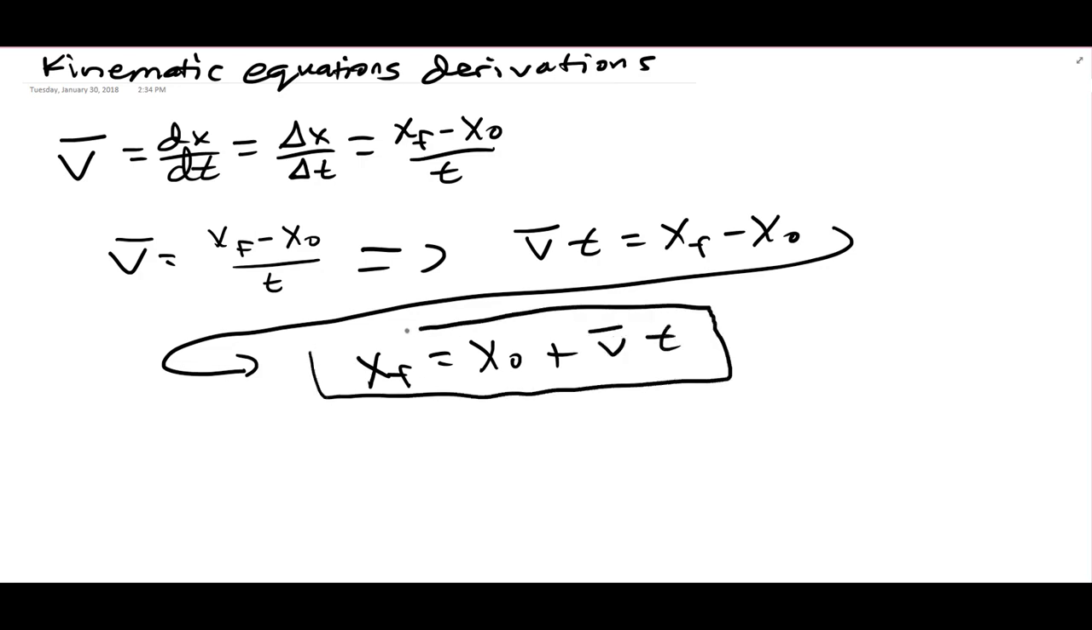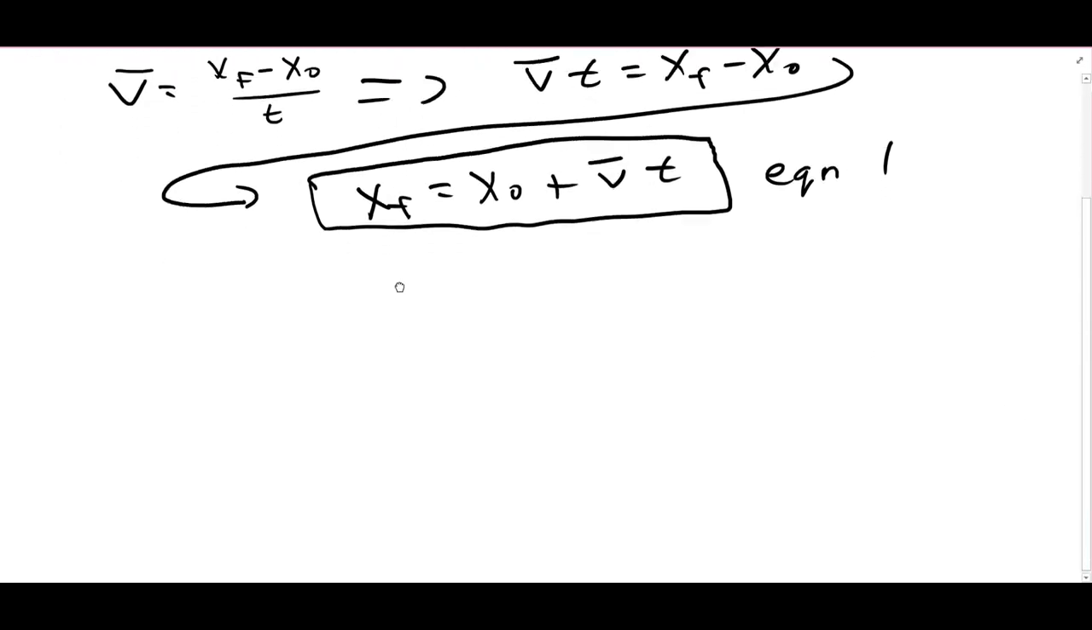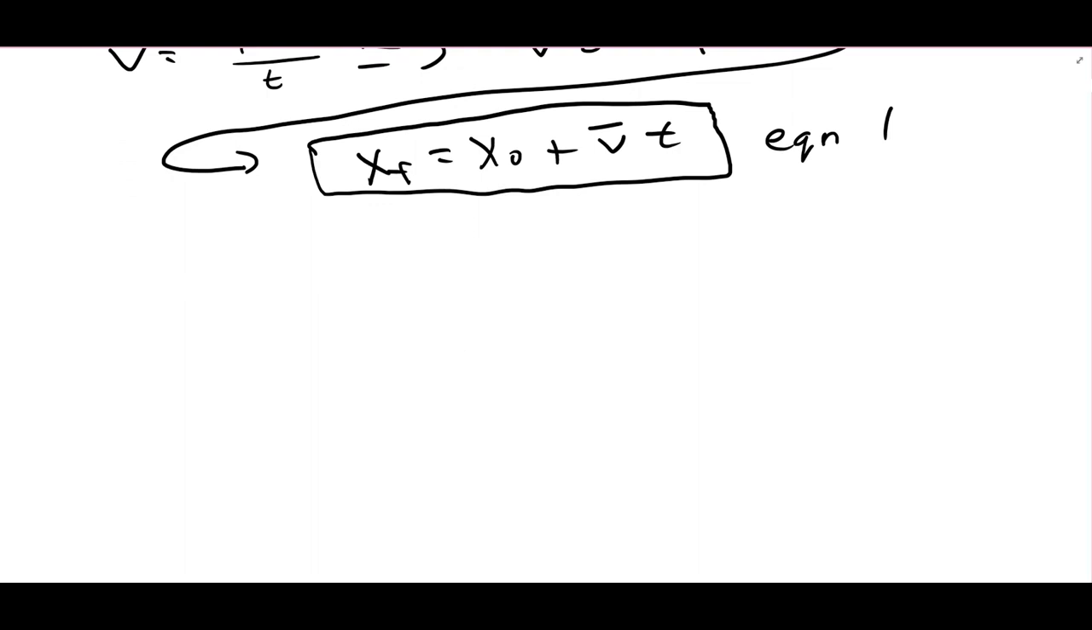That is equation number one. Okay, pretty useful equation actually. You use this one quite a bit. Okay. Let's go ahead and derive another one. Now, this derivation actually isn't much of a derivation. It's pretty much just the definition of average velocity, which is the initial velocity plus the final velocity divided by 2.